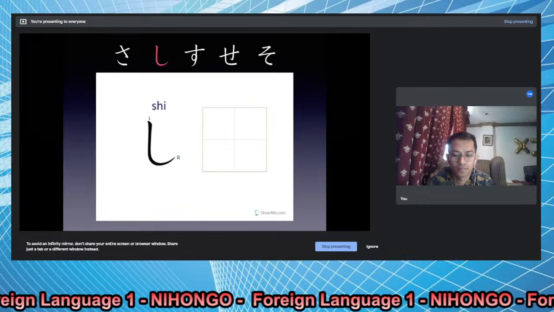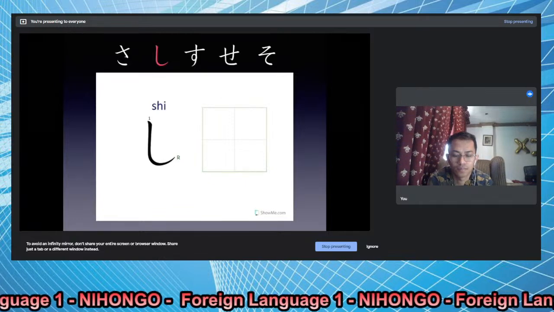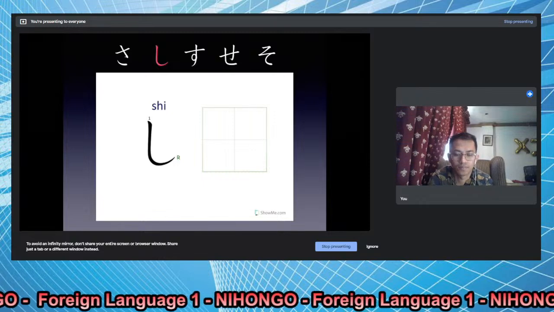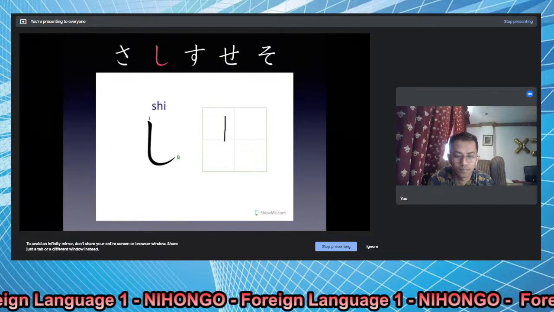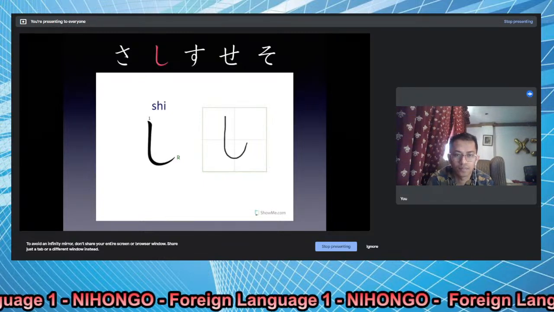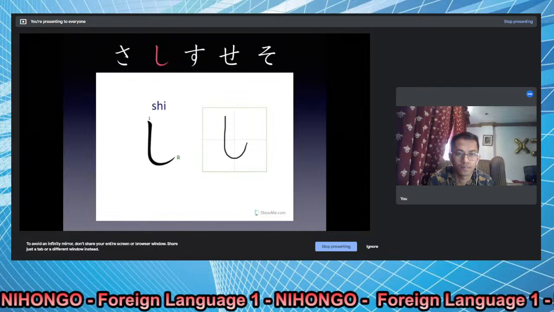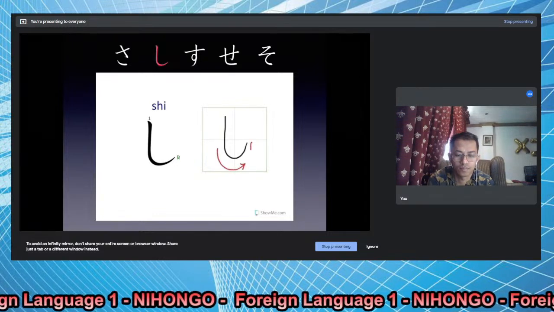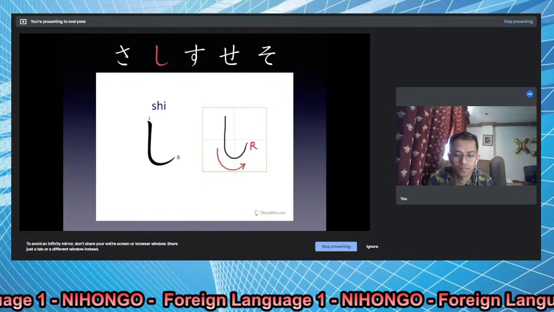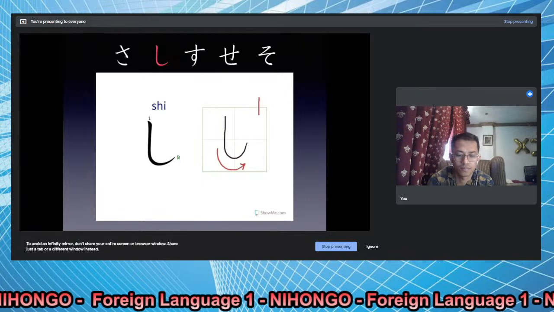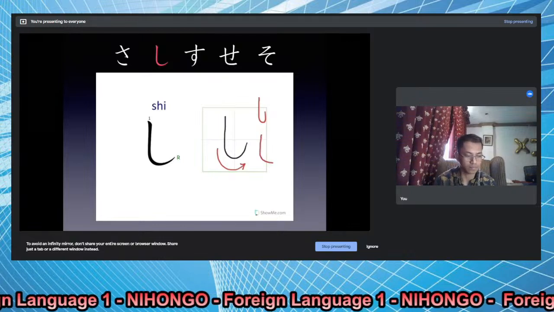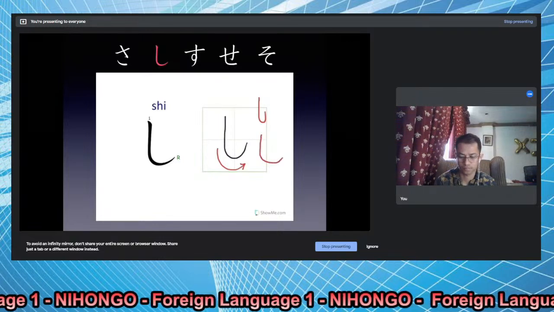The next letter is shi, a very simple looking letter that has only 1 stroke. 1, release. You have a nice round curve here, and then release your pen at the end. Just be careful not to write your shi too narrow like this or too wide like this.